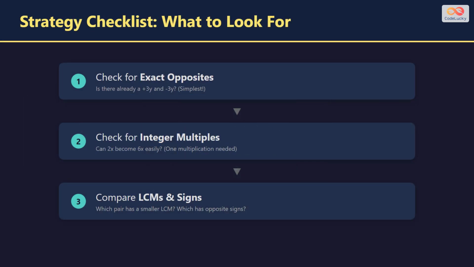To wrap up, here is your mental checklist for every problem. Number 1, look for exact opposites. If you see them, take them. Number 2, look for integer multiples where you only need to change one equation. And number 3, if you have to change both, compare the LCMs and the signs to find the path of least resistance.